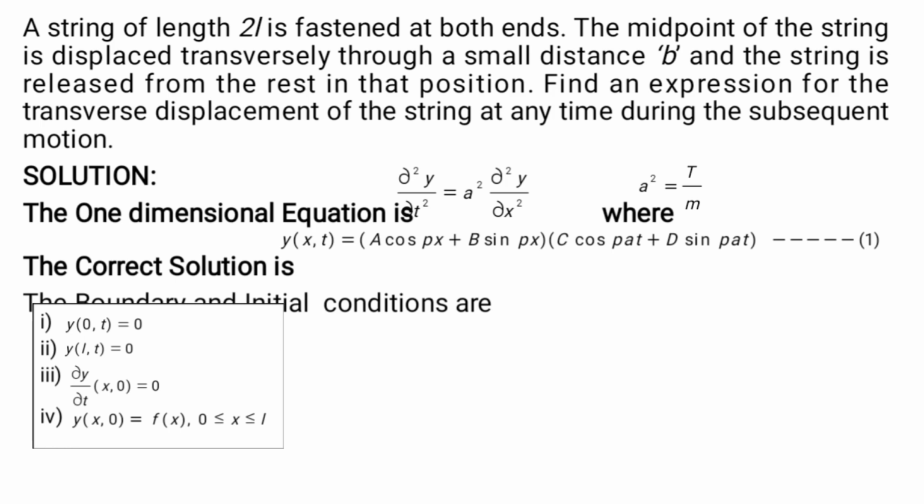The conditions are y of 0 comma t equal to 0, y of l comma t equal to 0, ∂y/∂t at x comma 0 equal to 0, y of x comma 0 equal to f of x. Y of 0 comma t is equal to 0.